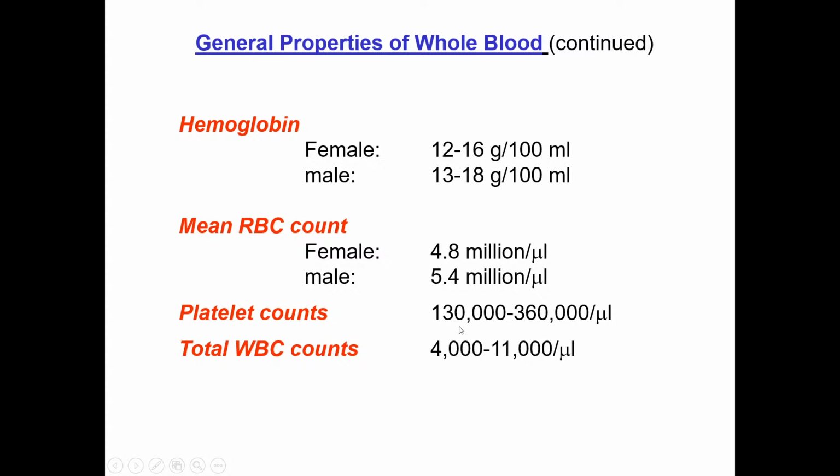Platelet count is almost the same in male and female. It is about 1,30,000 to 3,60,000 per microliter of blood volume. And the total WBC count is also similar in the male as well as the female. It is about 4,000 to 11,000 per microliter of blood volume.